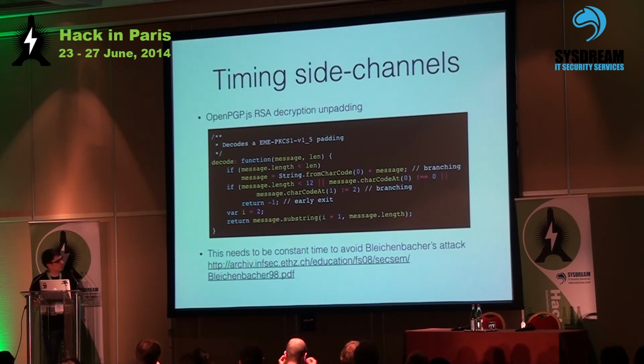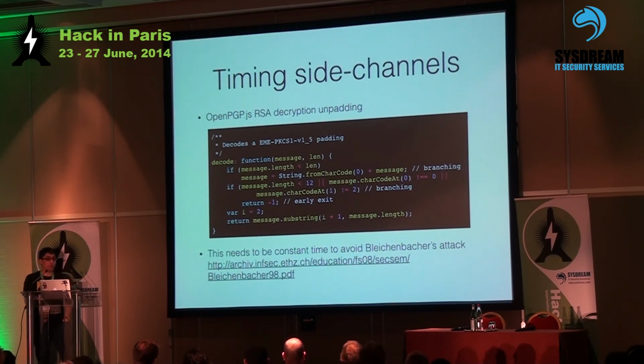It is pretty tricky to do in JavaScript in general. But for example, this is an example from OpenPGP.js when it decodes an RSA padding. This kind of padding in RSA needs to be executed in constant time in order to avoid what's called the Bleichenbacher attack. But this function obviously has multiple branches, so this code will only execute, which takes some time, when this condition is met. There's also a similar thing going on here, like return, there's an early exit. So this particular function is not constant time.